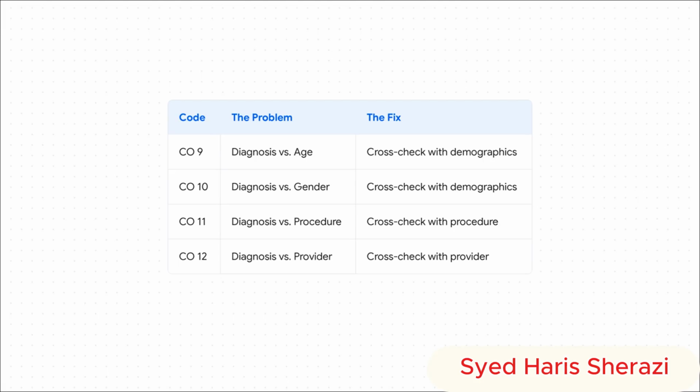Codes 9 through 12 are all screaming the same thing: inconsistency. This time, it's all centered on the diagnosis. A diagnosis for a newborn on an adult patient's claim? That's a CO9. A diagnosis that just doesn't justify the procedure performed? Hello, CO11. And the solution is always, always the same. You have to cross-check every single piece of information.